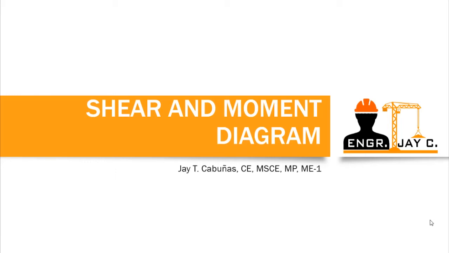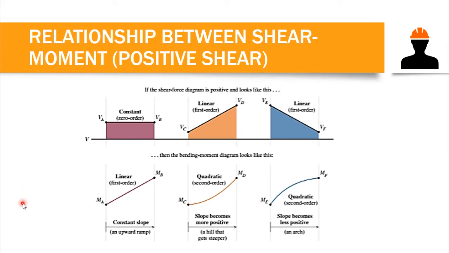Basically, what is a shear and moment diagram? A shear and moment diagram is the graphical representation of the internal shears and internal moments along our beam, so that we can determine directly the shear and the internal moment at any specific point in our beam. That is the use of the shear and moment diagram. In order to create a shear and moment diagram, we need to first understand the relationship between shear and moment.